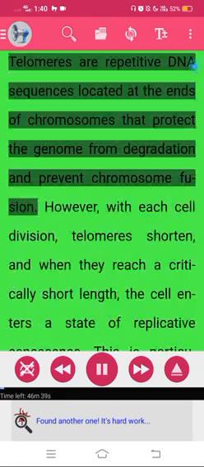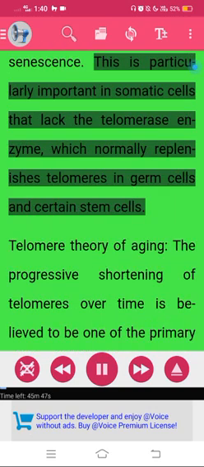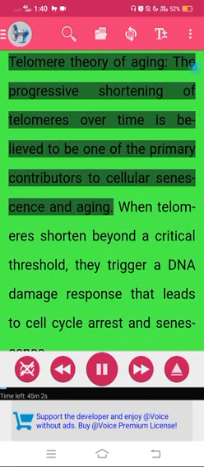1.2 Telomere shortening in senescence. Telomeres are repetitive DNA sequences located at the ends of chromosomes that protect the genome from degradation and prevent chromosome fusion. However, with each cell division, telomeres shorten, and when they reach a critically short length, the cell enters a state of replicative senescence. This is particularly important in somatic cells that lack the telomerase enzyme, which normally replenishes telomeres in germ cells and certain stem cells.